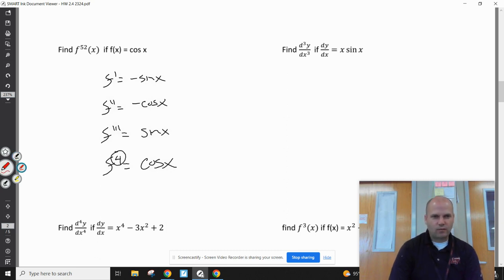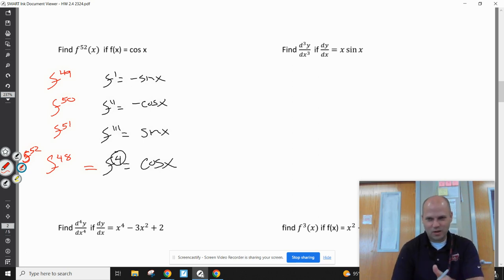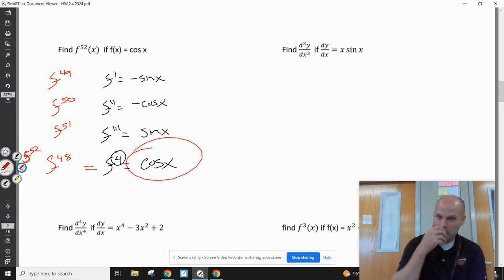Well, that means the 48th derivative is cosine. The 49th derivative is negative sine. The 50th, 52 is divisible by 4. 50th is that. 51 is that. 52 is that. Yeah, that makes sense. Okay, so like that's the 48th derivative.